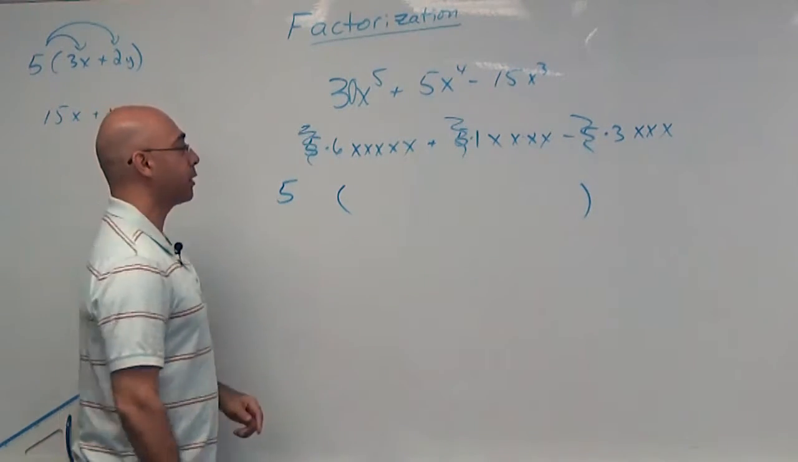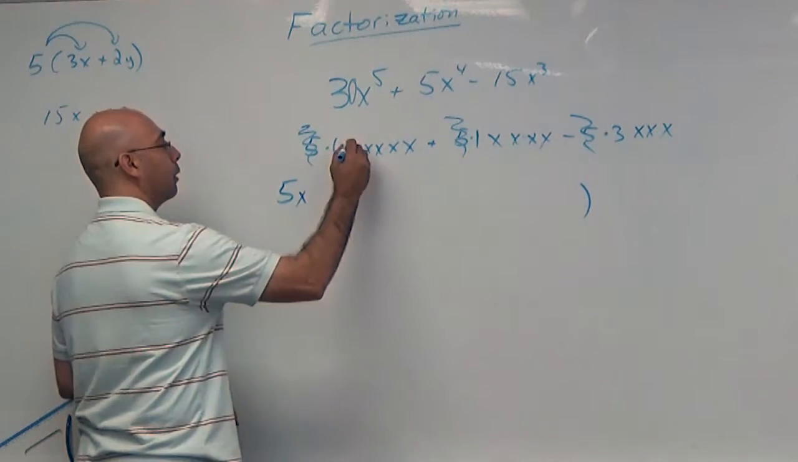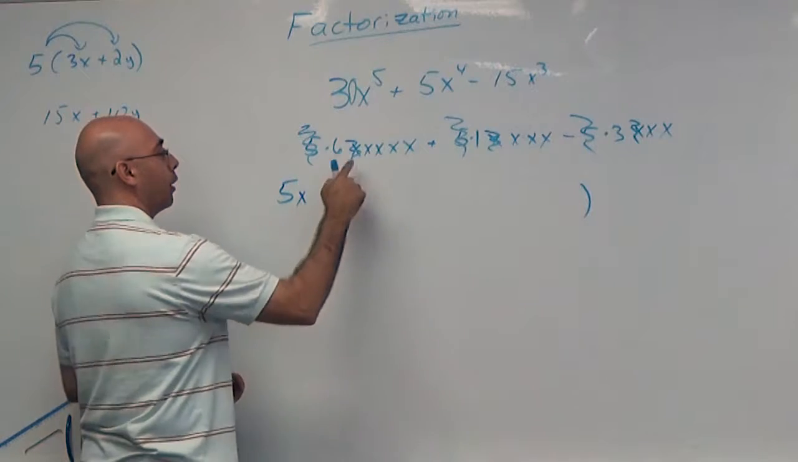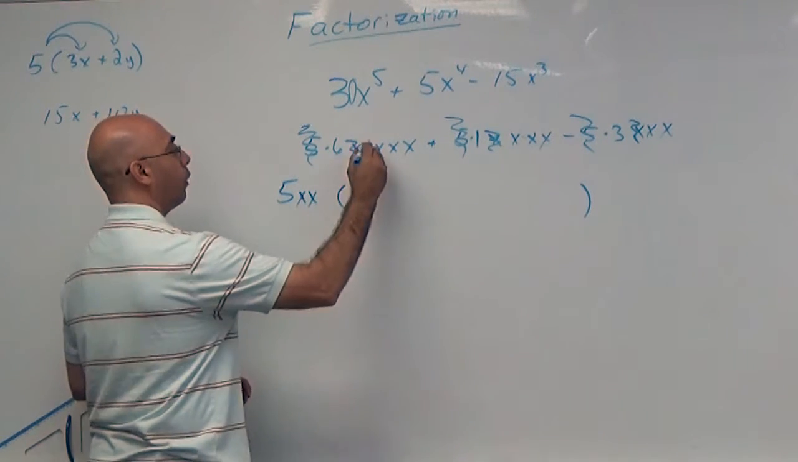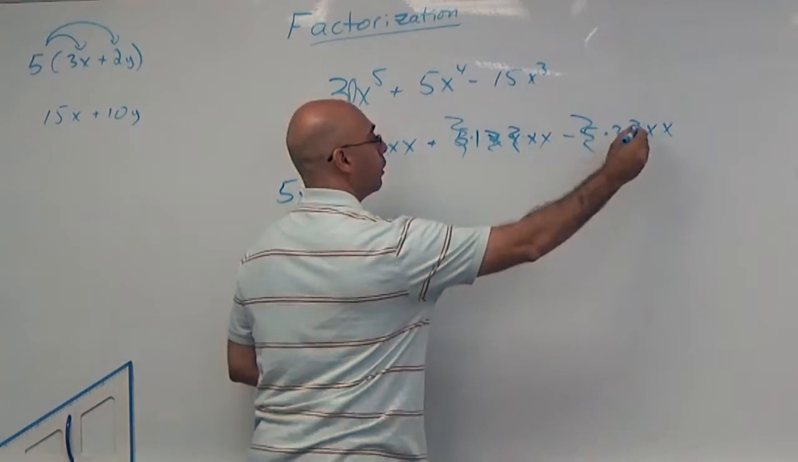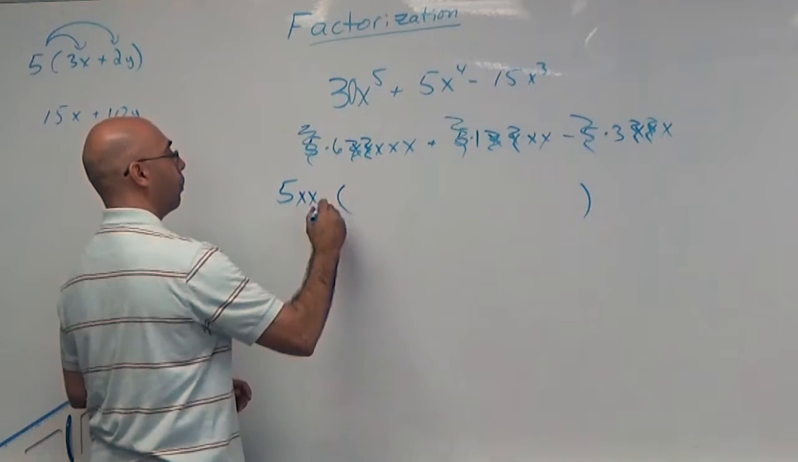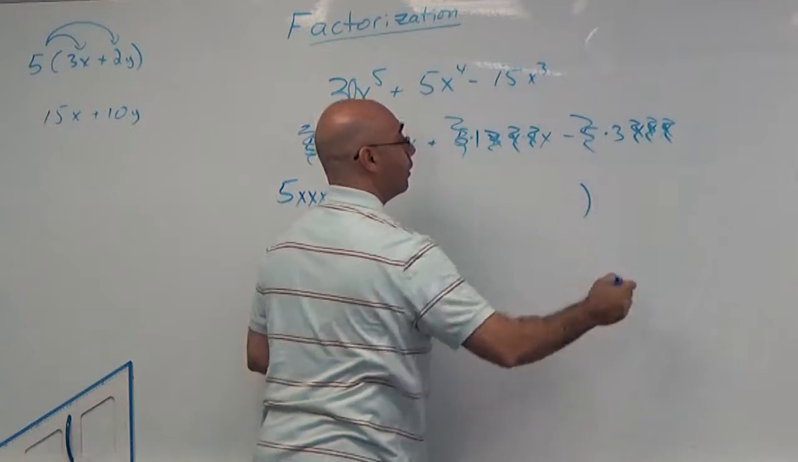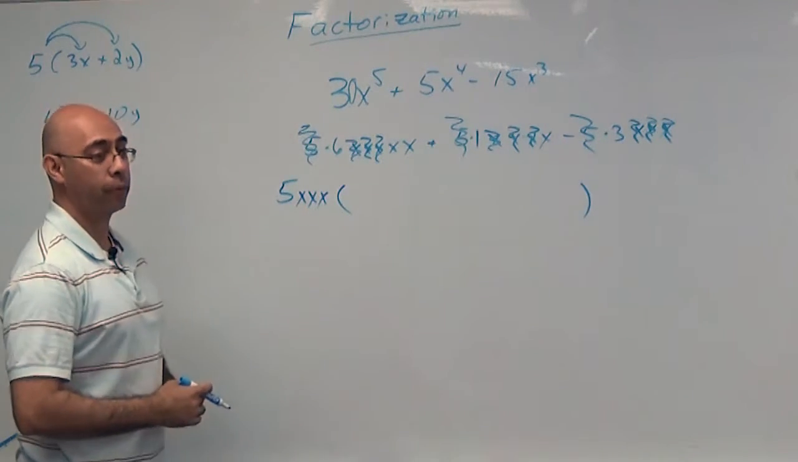If you want to go step by step, I can pull out 1 x, cross out 1 from each one. They all still have x's, so I'll pull out another x, cross out each one. They all still have an x, so I'll pull out another x, cross out each one. Now all the x's are taken out.